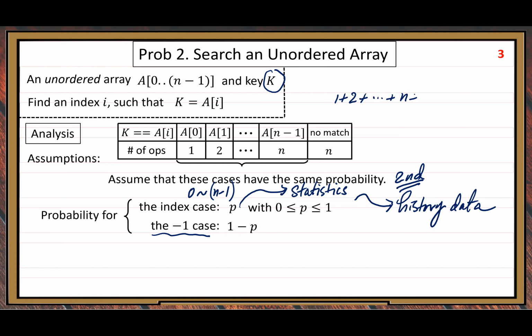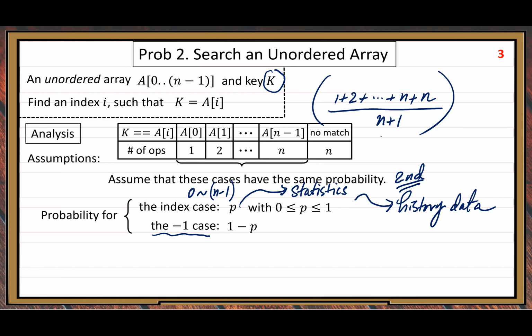Plus n divided by n+1. Most people may calculate the average case efficiency using this formula, right? Without assumption, people may do it in this way. Is it a fair way? If you do it in this way, is it a fair way?